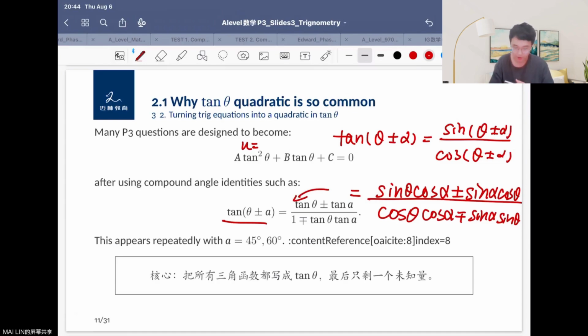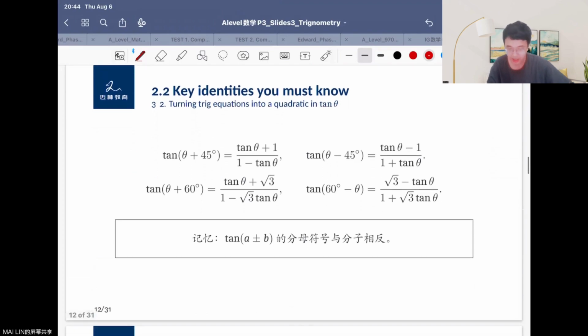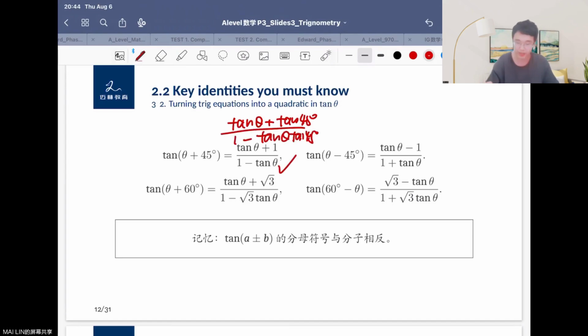Sometimes alpha will equal 45 degrees, 60 degrees, or even some other angles, and you can then solve it, okay? These are very simple, and you need to know how to expand them. For example, tan of theta plus 45 degrees is tan theta plus tan 45 degrees, divided by 1 minus tan theta tan 45 degrees, and you can calculate it this way. Also for tan of theta minus 45 degrees, you can expand it, and also for tan of theta plus 60 degrees, or tan of 60 degrees minus theta, okay? All of these can be calculated.